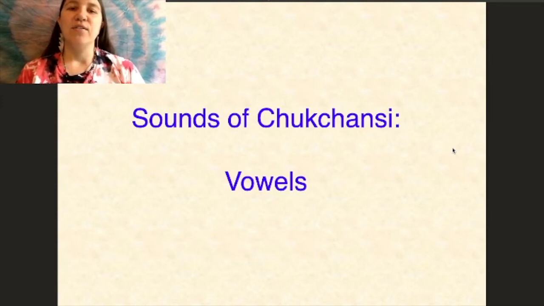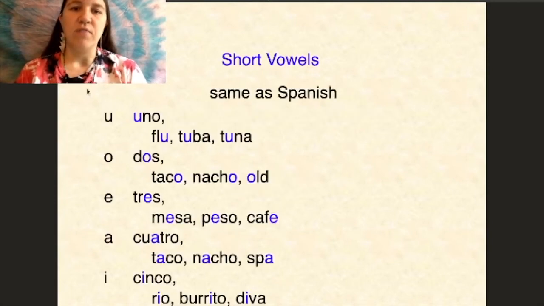Okay, so for today's video, we're going to go ahead and go over the pronunciation of the vowels in Chukchansi. So starting off with our short vowels, they're pronounced the same as they are in Spanish. So we have u, o, e, a, i.